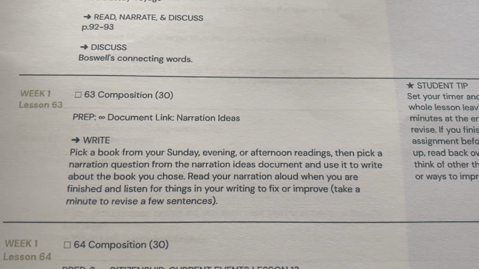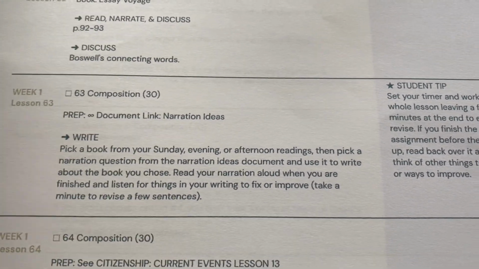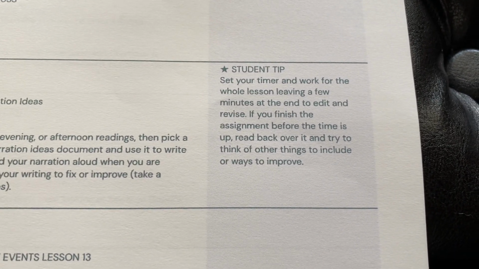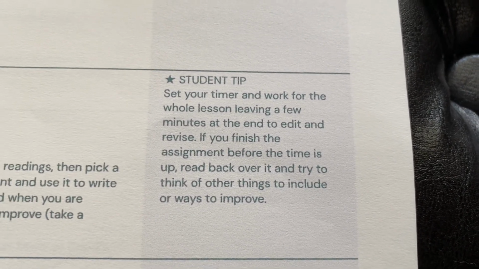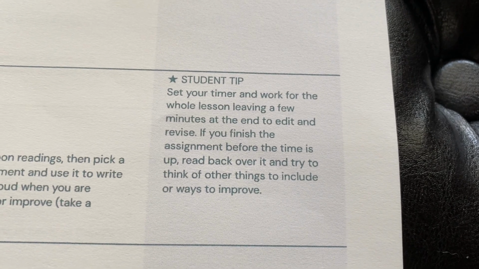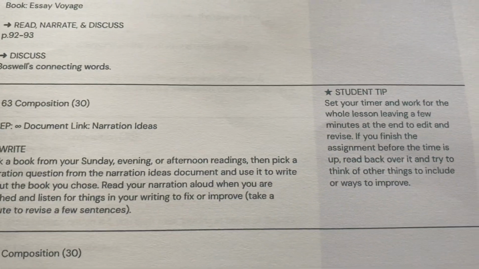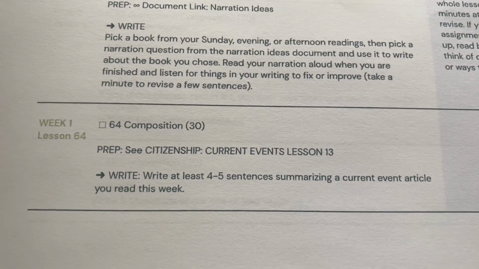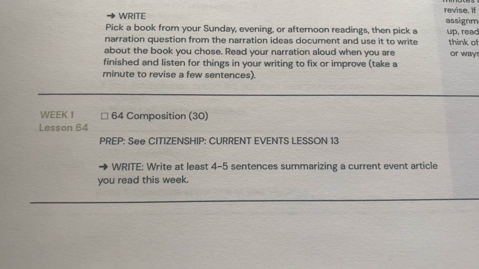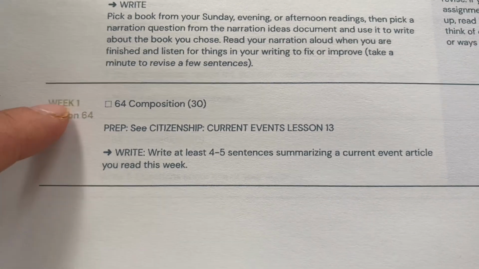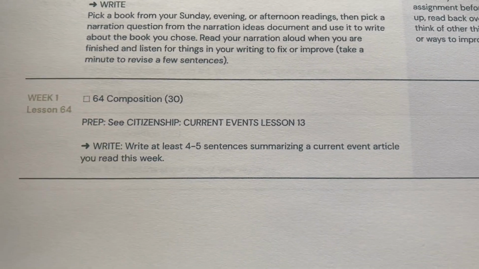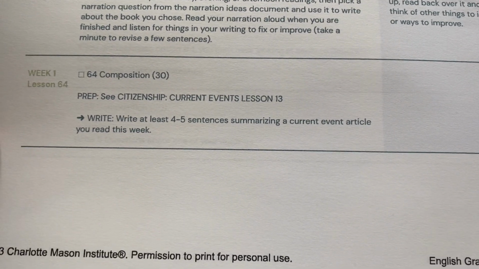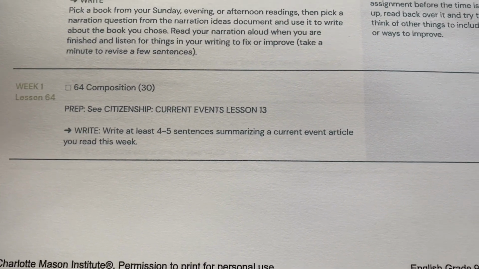I won't read it all to you, but this is a writing assignment that they give to them with the students' tips of what they should do. The tip here is to set your timer and work for the whole lesson, leaving a few minutes at the end to edit and revise. So they're helping them stay on track and manage their time. And then the 4th lesson for the week is a composition. Again, they have a prep where they would go to a link. They're linking them to another subject, citizenship, and they're going to write 4 to 5 sentences summarizing a current event article that you read this week.